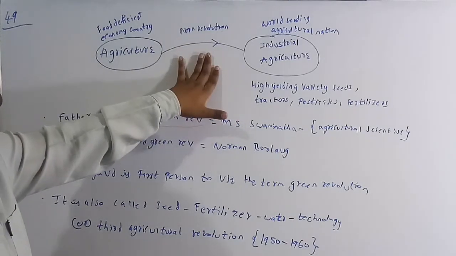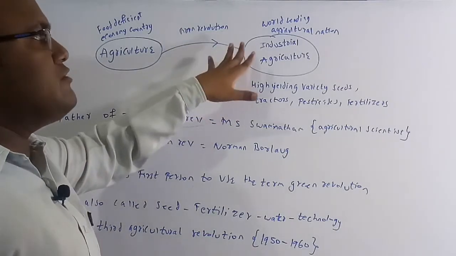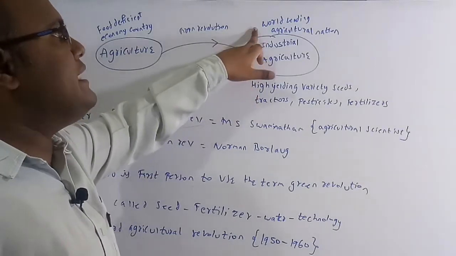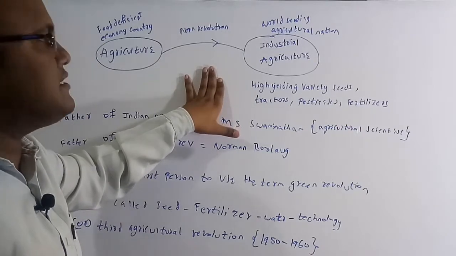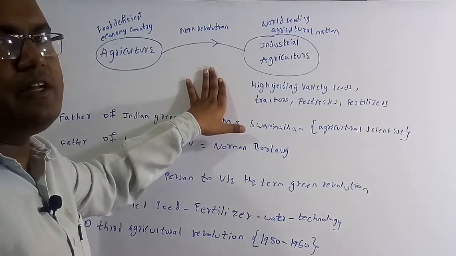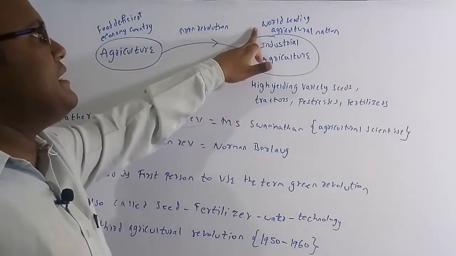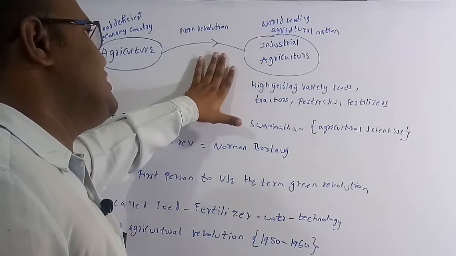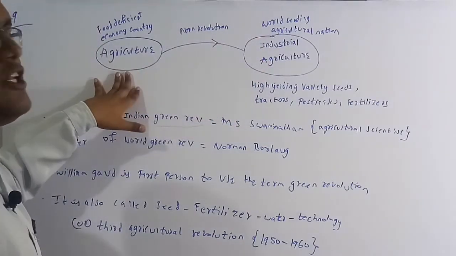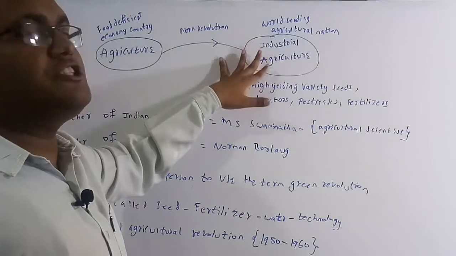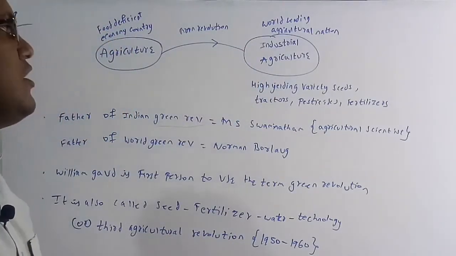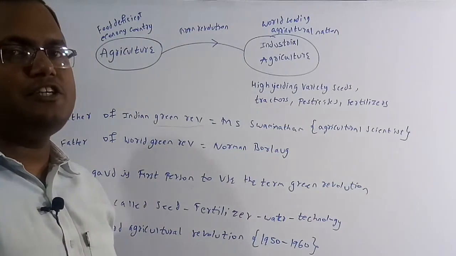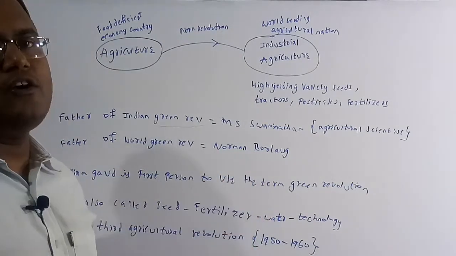By this green revolution, India changed into a world leading agriculture nation, which means the agriculture production in India is very high compared to the remaining countries. India became the world leading agriculture nation because we converted normal agriculture into industrial agriculture, which means we use a high amount of modern technology. By using modern technology, we increase the quantity of food.